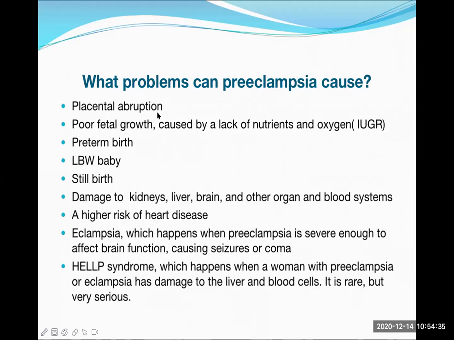Now, abruptio placentae can occur because of preeclampsia. What is abruptio placentae? Abruptio placentae is when the placenta separates from the uterine wall before delivery, before the onset of labor, so that it separates prematurely, causing excessive bleeding.